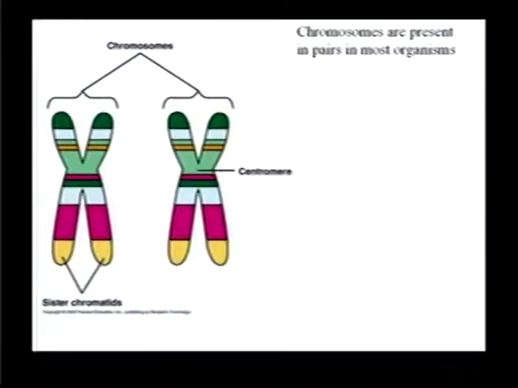I haven't said explicitly that genes are on chromosomes. I might as well say that now. We'll assume that's so without formally proving it in this class, but there are lots of ways of demonstrating that genes are, in fact, on chromosomes. Okay, so here's a couple of chromosomes. And they're present in pairs in most organisms. If you have two copies of each gene and genes are on chromosomes, that means you must have two copies of each chromosome.